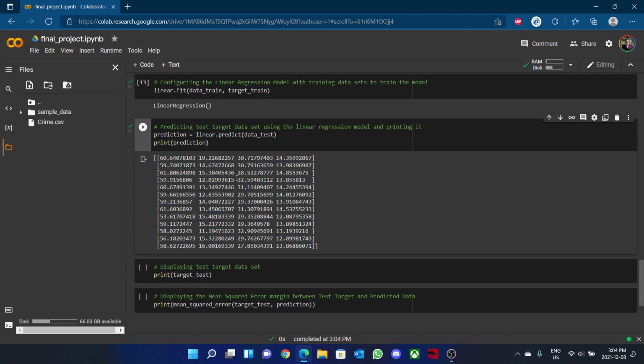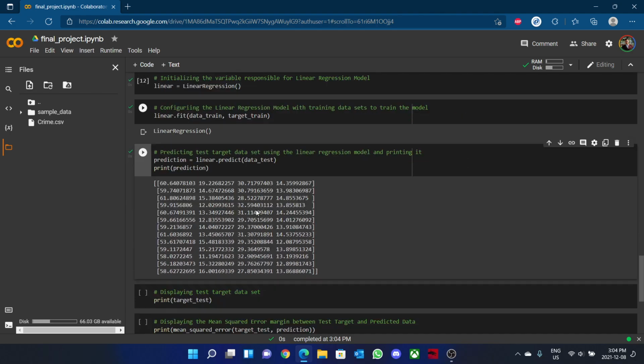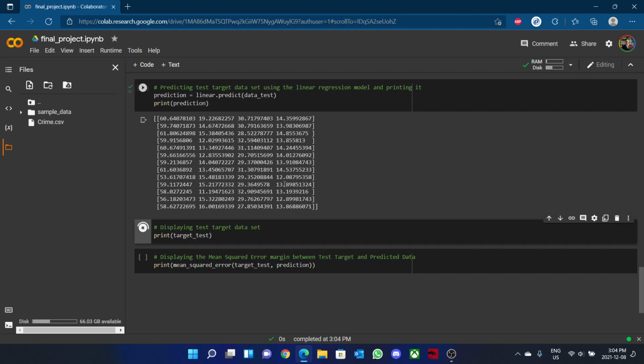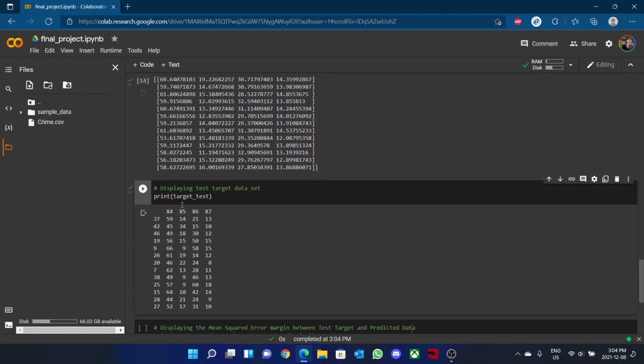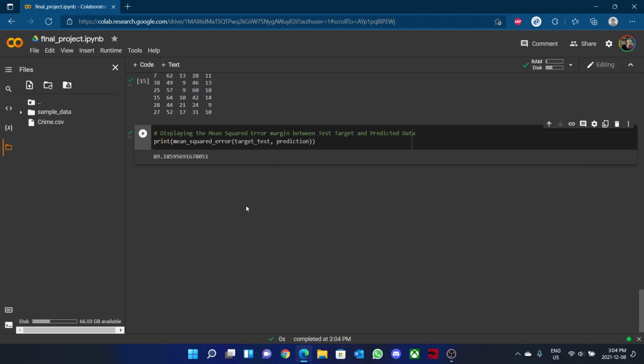We are using the last 4 columns, which are x4, x5, x6, and x7. And let's see how close it is to our test target. And as we can see, it is pretty close. We can get a summary of all that from the mean squared error, and here it is.